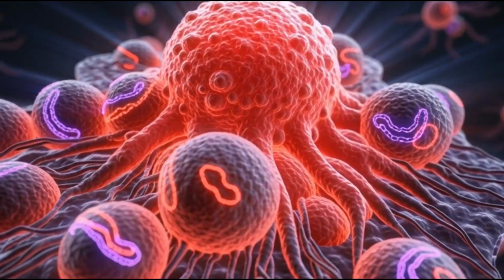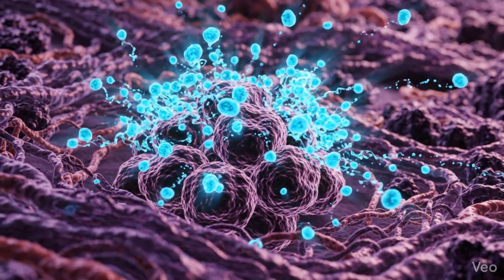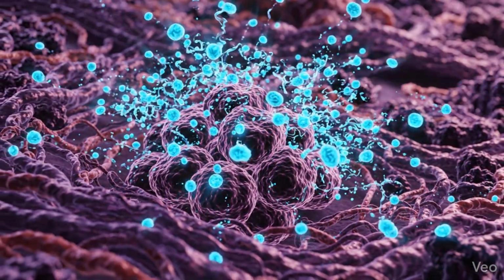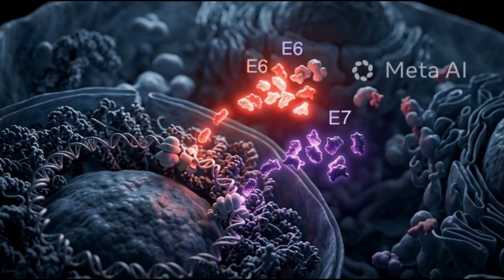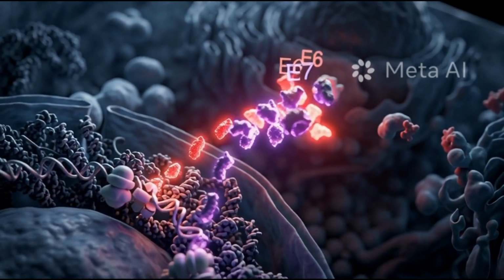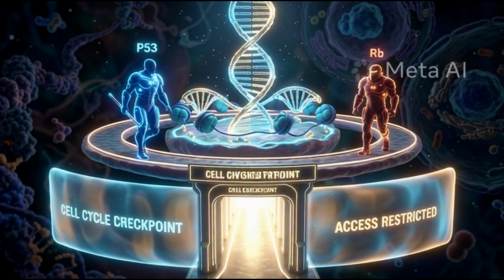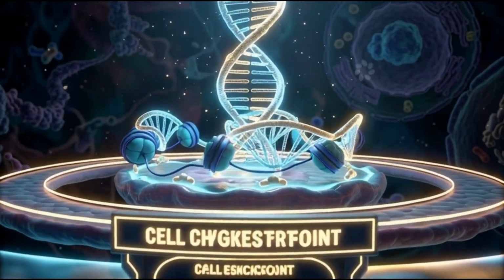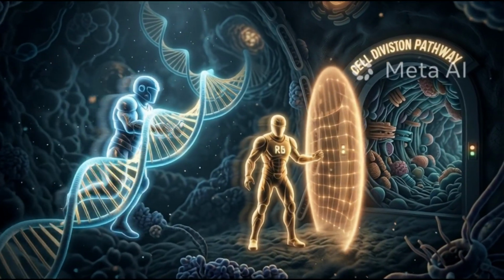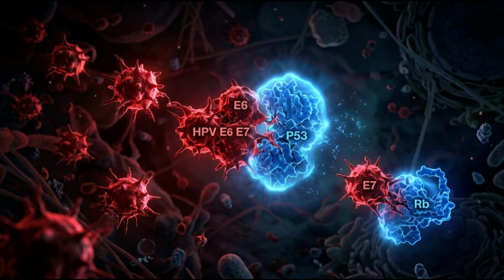Part 4. How HPV damages cells. High-risk HPV produces dangerous proteins called E6 and E7. These proteins interfere with the cell's natural defense systems. Normally, our cells contain protective proteins called P53 and RB. These proteins act like security guards. They stop damaged cells from growing uncontrollably.